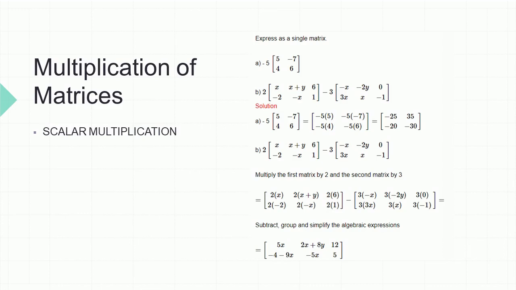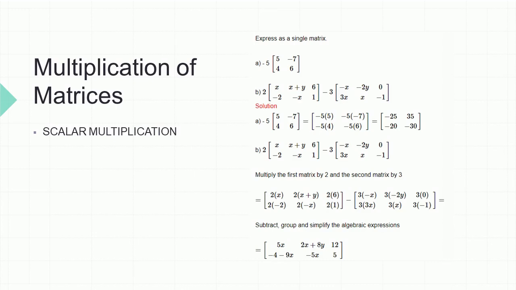And for the second part, what simply goes on is 2 will go into the bracket, thereby you're going to have 2 times x, 2 times x plus y, 2 times 6, and 2 times minus 2, 2 times minus x, and 2 times 1. And it's going to be subtracted by when 3 goes into the other matrix, which was highlighted there. And then when we are done, we combine them together.